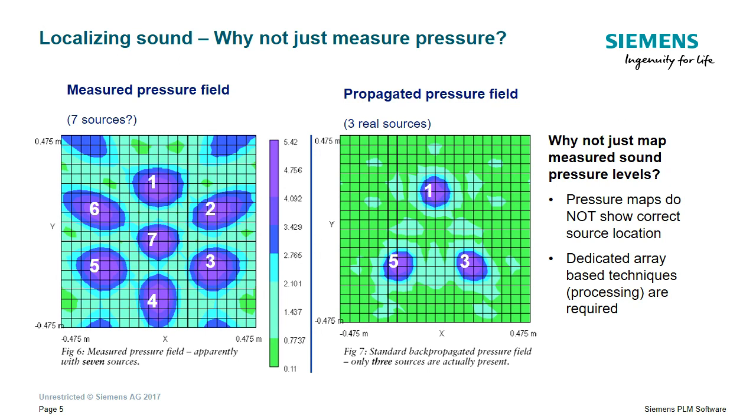Now, if we want to localize sound, why can we just not measure sound pressure? In this slide on the left, you see a picture where we actually measure sound pressure at some distance away from the source. And at each grid point, we have one sound pressure measurement. If you look at that picture, it looks like you have seven sound sources. However, if we apply a real sound source localization technique, you will see that there are actually only three sources that are responsible for creating this pressure field at some distance away from the source. So pressure maps do not correctly show source locations, and therefore we need some dedicated techniques, usually based on microphone arrays, including a dedicated processing to identify and localize sound sources correctly.